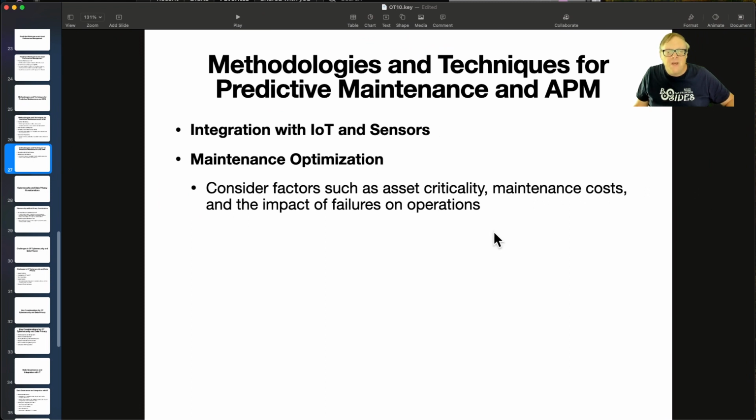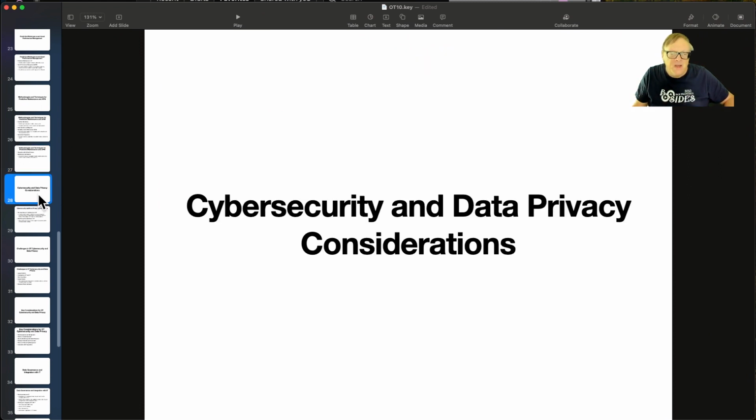So you consider the integration of your various devices and the same stuff you consider for risk analysis, asset criticality, and the impact of failures. All right, so cybersecurity and data privacy are big everywhere.